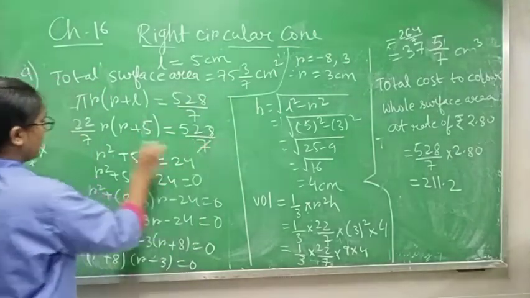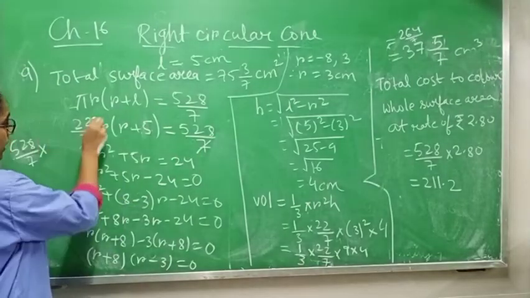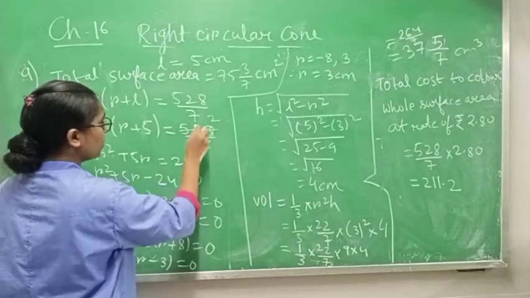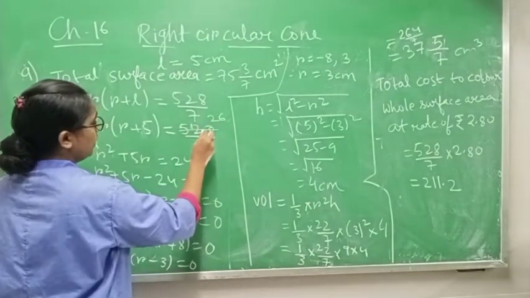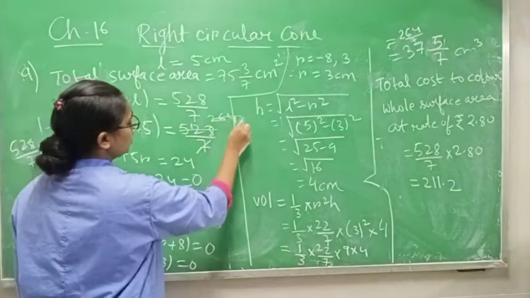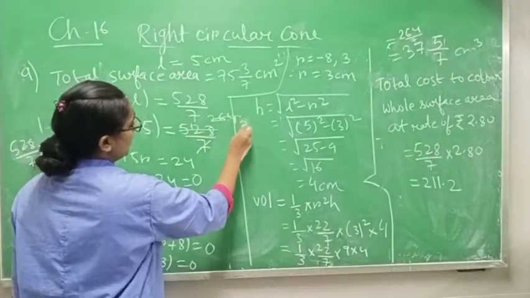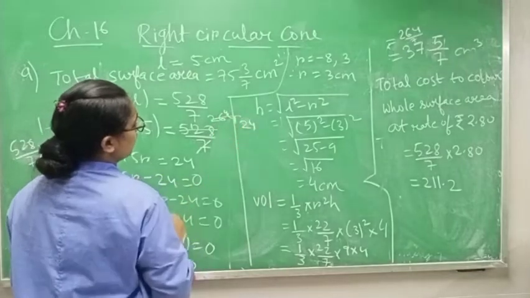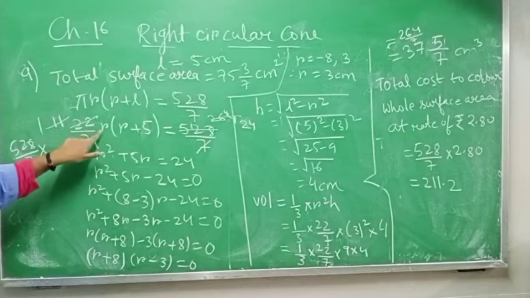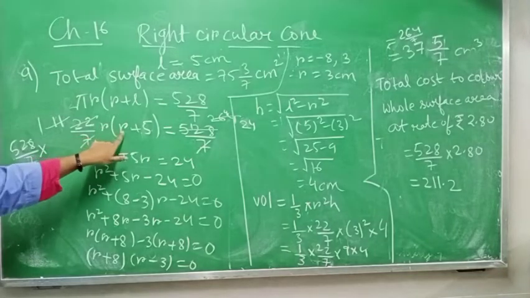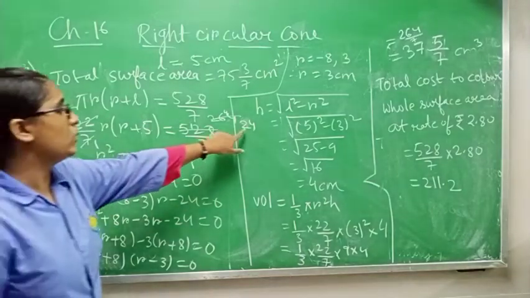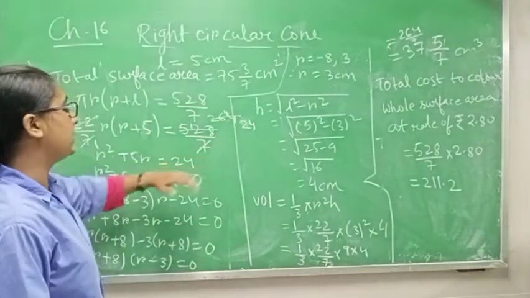Now 7 ones are cancelled, 2 ones are 2, 2 ones are 2, then 2 twos are 4, 2 sixes are 12, 2 fours are 8, 11 ones are 11, 11 fours are 44, 11 twos are 22. So you are getting 24 here. Okay, it means r square. Now this r will multiply with this r into r square, 5 into r, 5r equals, here you are getting only 24. So you will write 24.